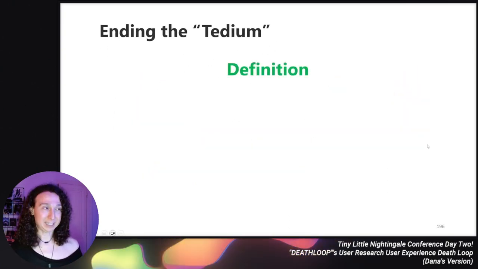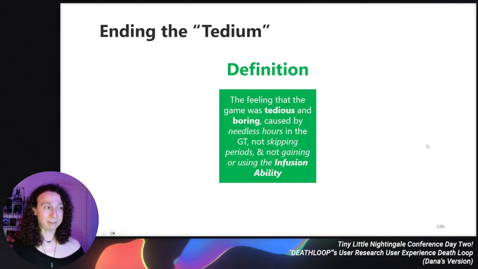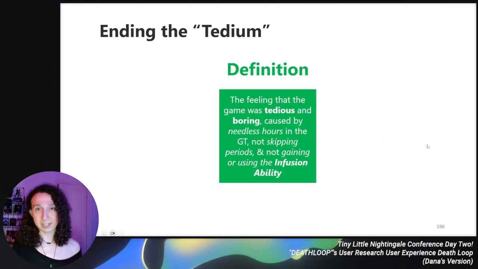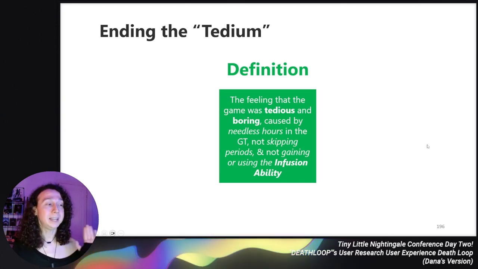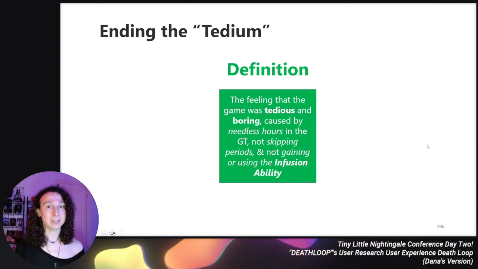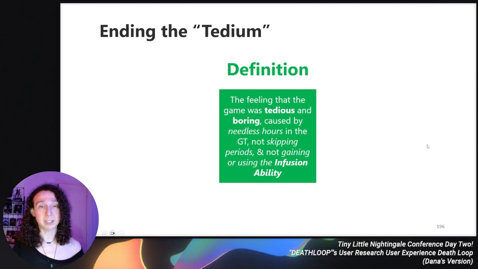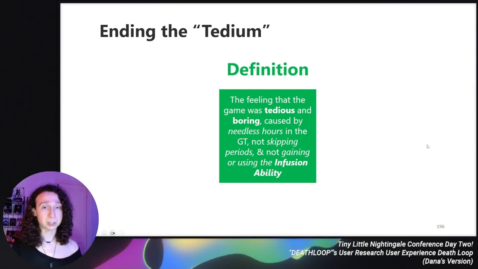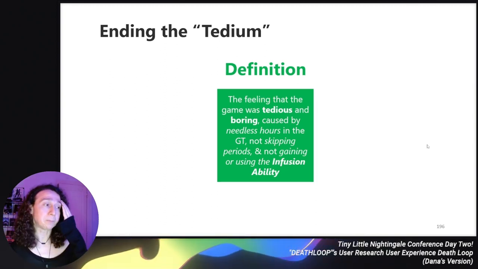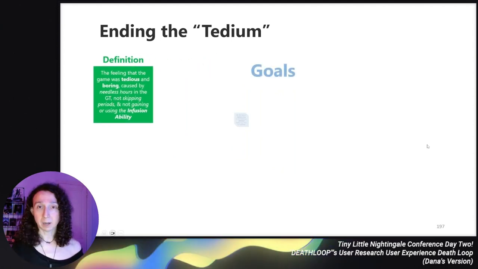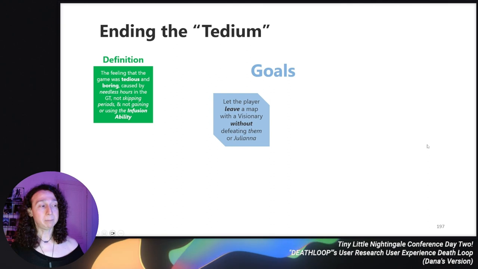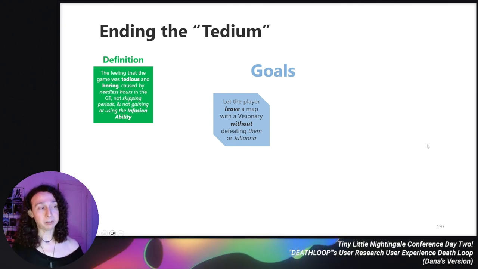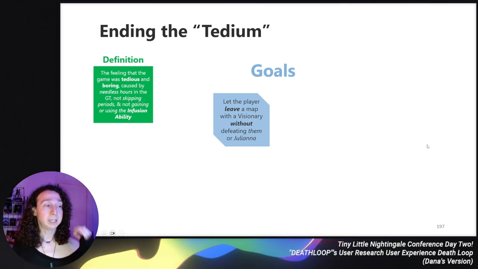So how are we going to end the tedium? First, what's the definition? It's the feeling that the game is tedious and boring, caused by needless hours spent in the guided tour and not skipping time periods and not gaining or using the infusion ability, so you're stuck with the starting gear throughout the entire game. Our goals begin with: let the player leave a map with a visionary without defeating them or Juliana.